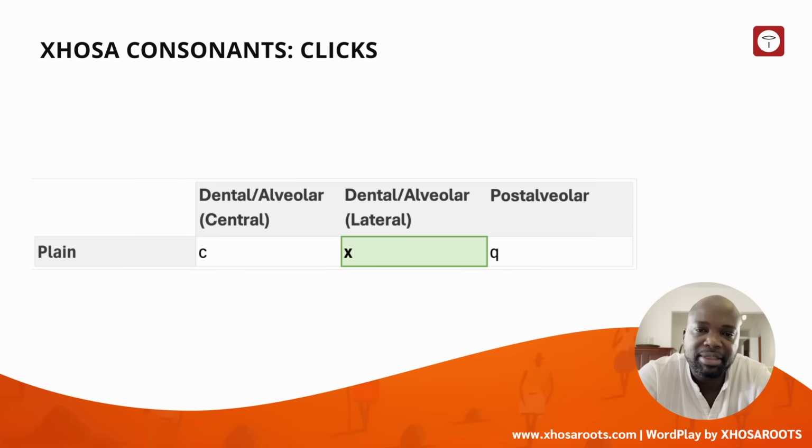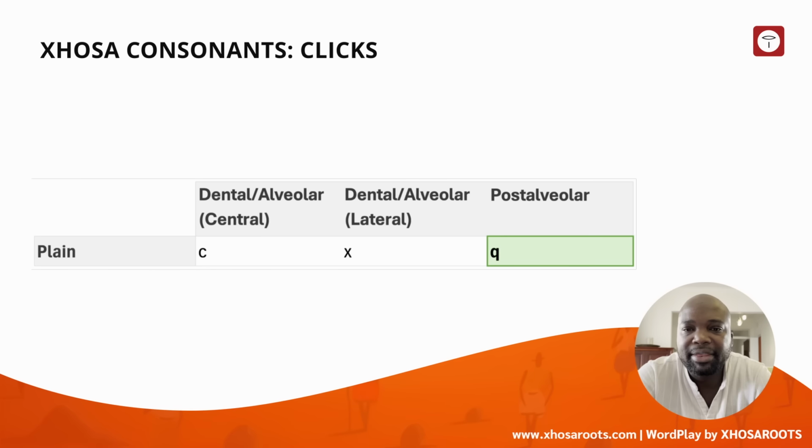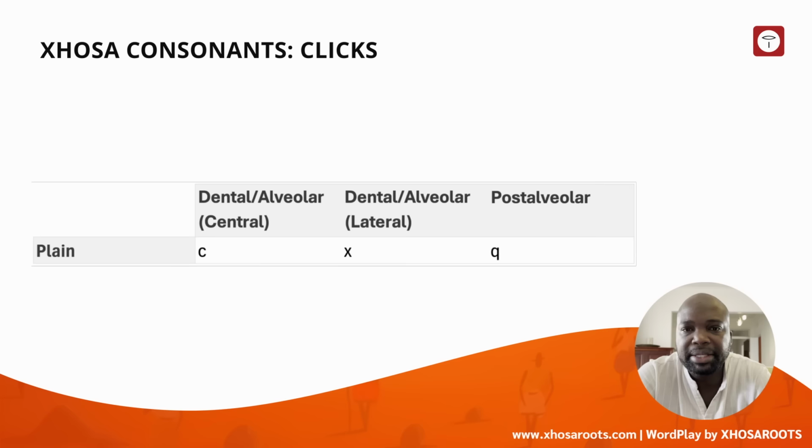And then lastly, we have the postalveolar click. This click is a popping sound, and it's made with the tongue placed against the roof of the mouth. So those are the basic or the plain clicks that are found in the Xhosa language.